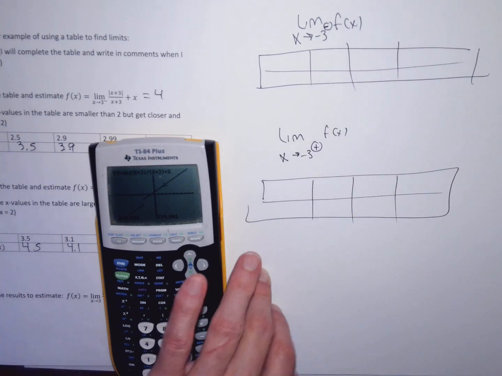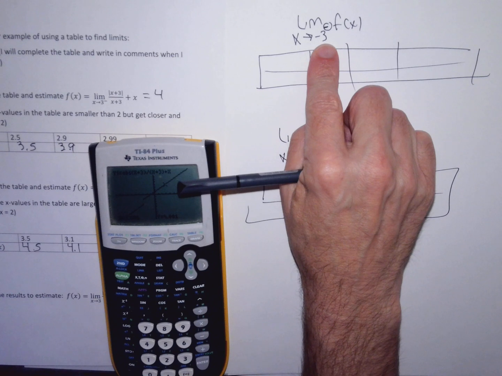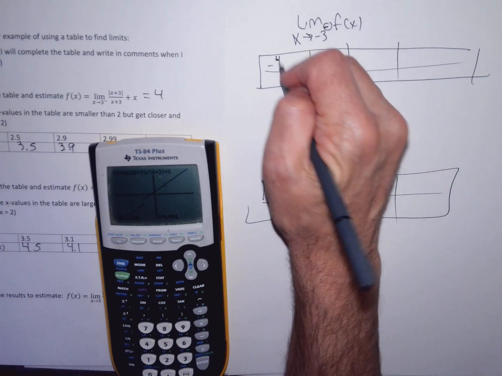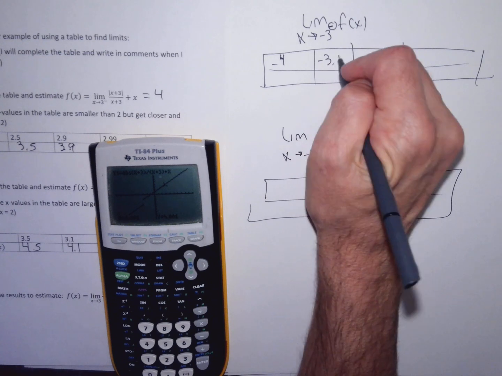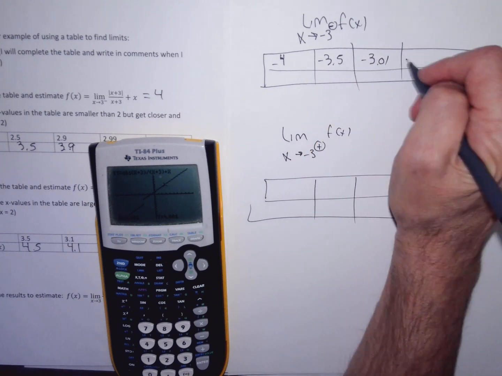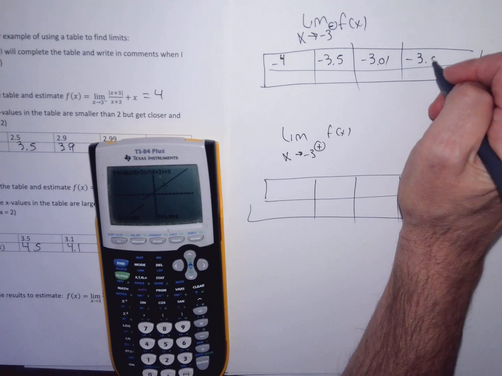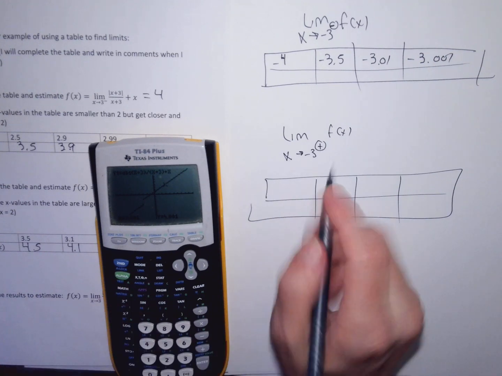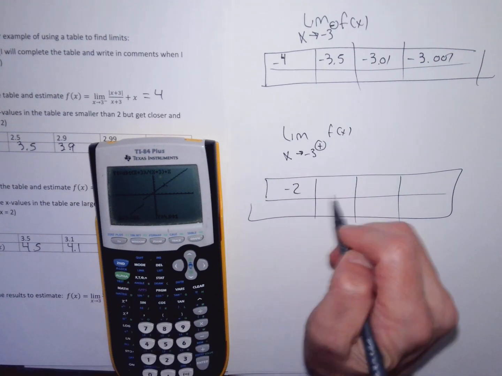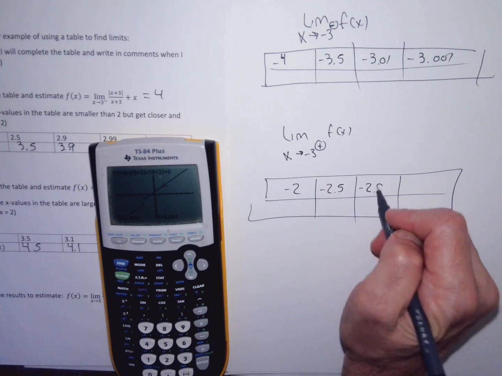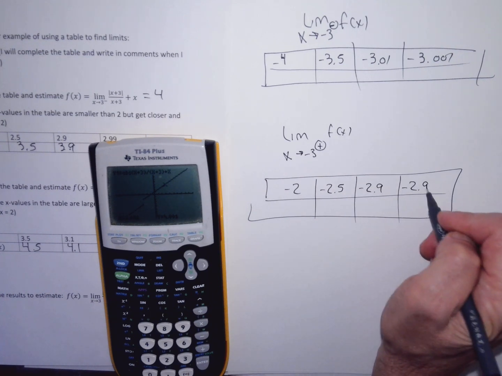So let me find the limit by plugging numbers less than -3. Less than -3 are like -4, -3.5, -3.01, -3.001. Those are all numbers that are less than -3. They're further left on the number line. And then for bigger than -3, like -2, -2.5, -2.9, -2.99 are numbers that are bigger than -3.